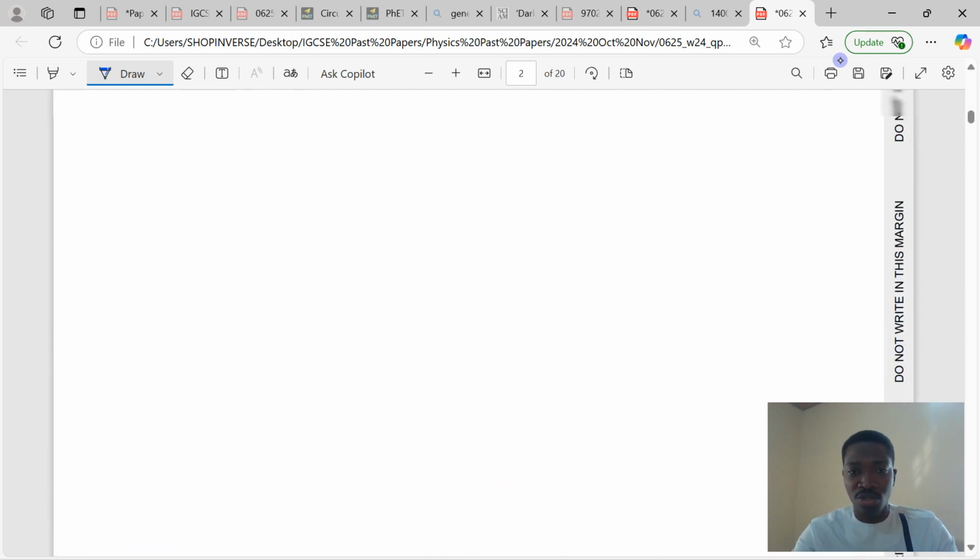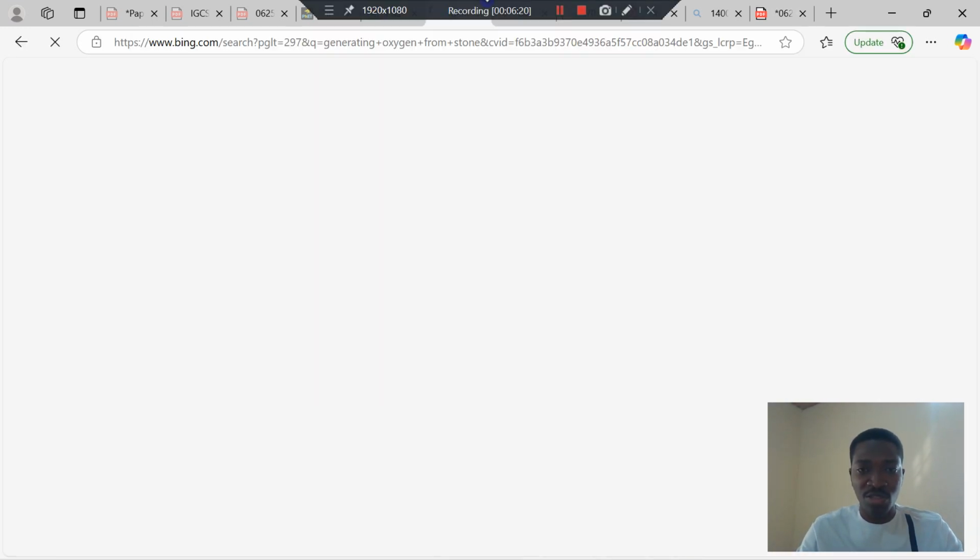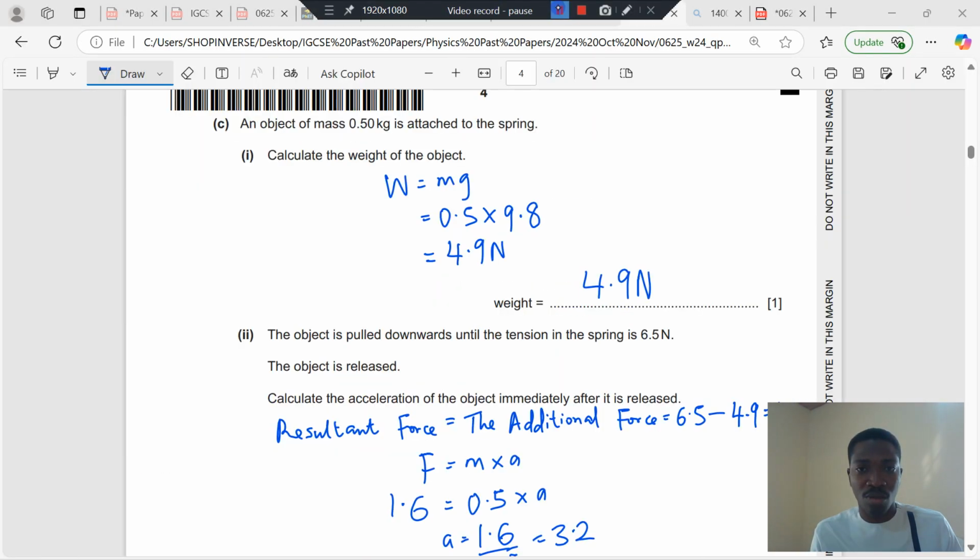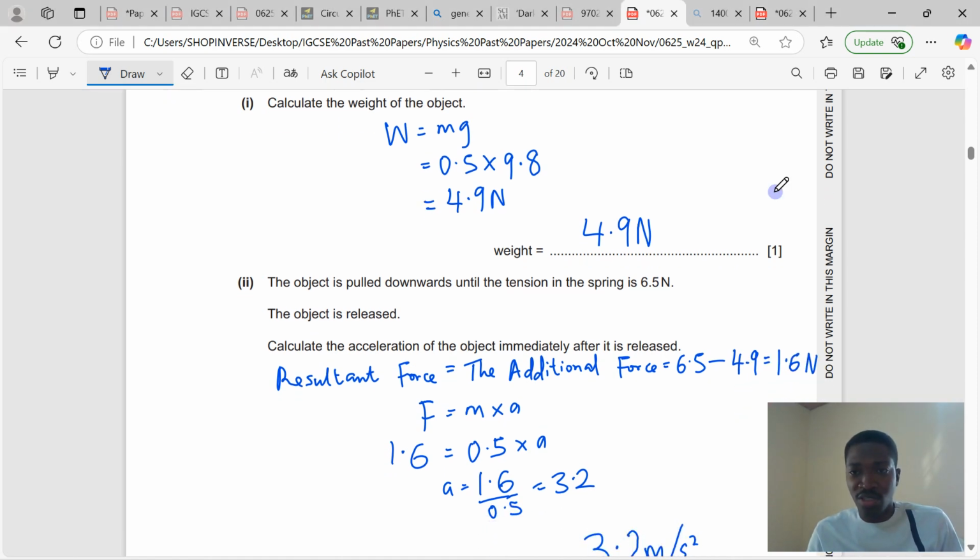6.5 minus what? What are we subtracting from 6.5 now? So we are subtracting the weight of the load, which is 4.9 Newton. Yes, we got the weight of the load as 4.9 Newton. So you do 6.5 minus 4.9, you get 1.6 Newton.